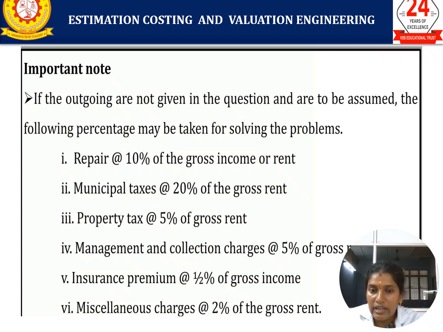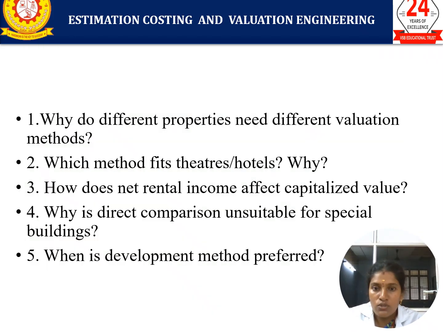Property tax is 5% of gross rent, and management and collection charges are also 5%. Insurance premium is 1.5% of gross income. Miscellaneous charges are 2% of gross rent. So these are the main important factors, right? These are all the introduction part of the valuation. We already discussed what valuation is, what the purposes of valuation are, what the factors affecting the valuation are, and some important terms incorporated into the valuation, right? So these are some similar questions.